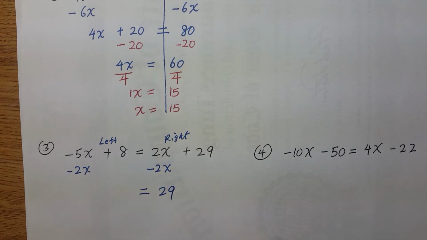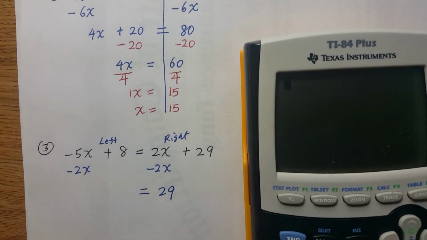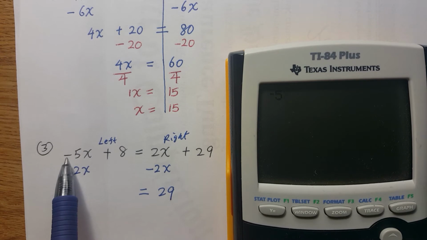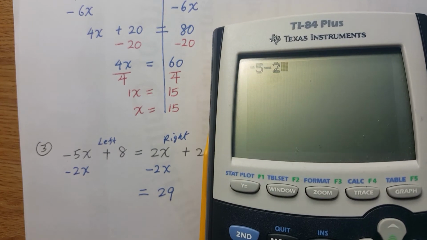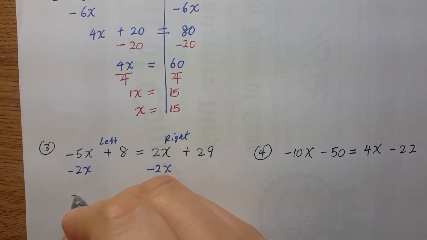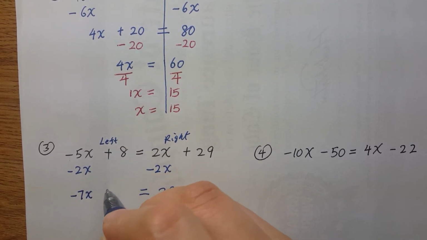Now we go back to the left side. We have negative 5x minus 2x. When we type it in, the first one is negative, so we type negative 5. The second one, we use minus 2. You do negative 5 minus 2 equals negative 7. So we got negative 7x, and you bring down plus 8.